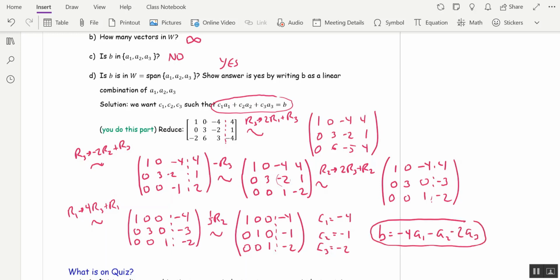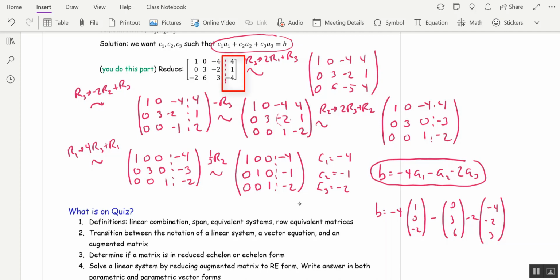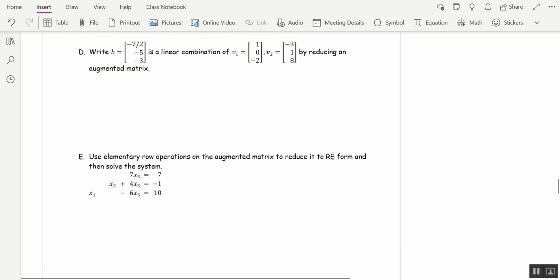Now, if this were a test and I had some extra time, I would do a safety check. I would say, okay, is B really -4 A1 minus A2 minus 2A3? I would put in A1, 1, 0, -2, then minus A2, 0, 3, 6, minus 2 times A3, which is -4, -2, 3. And I would distribute the -4, combine this as a single vector, and check: is it really equal to B? Is 4, 1, -4 really the same as this vector? So that's how you can check your answer. And that's the end of this section.